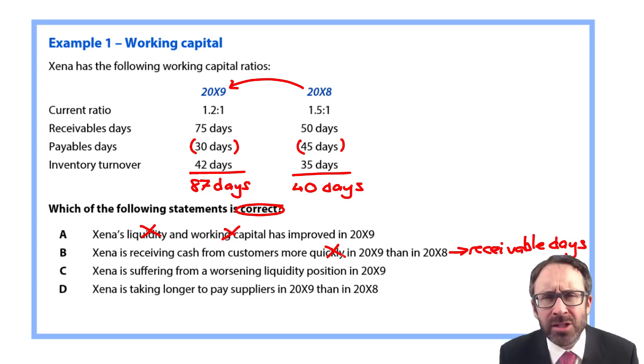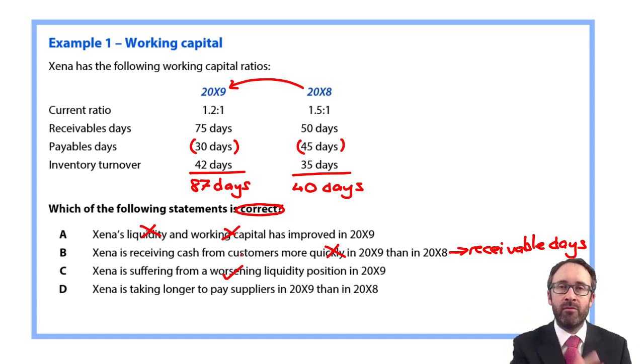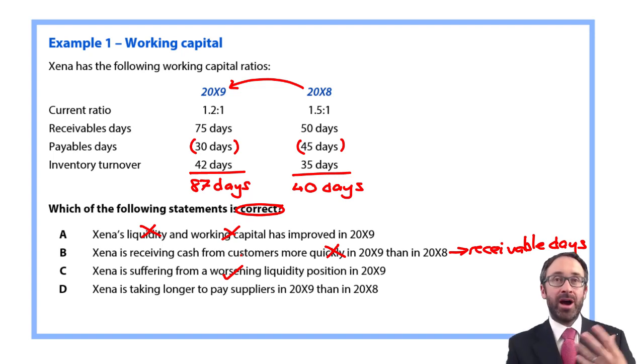C, I think it's the right answer. Zena is suffering from a worsening liquidity position. That's true, because the liquidity is reflected by our current ratio, and that current ratio has fallen. So it's definitely C. It can't be D.